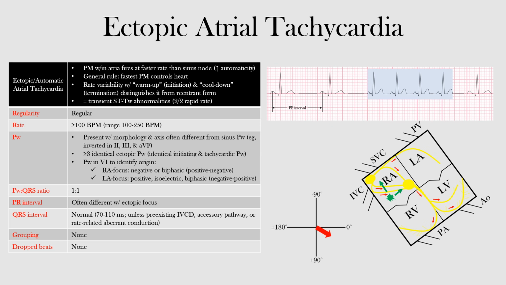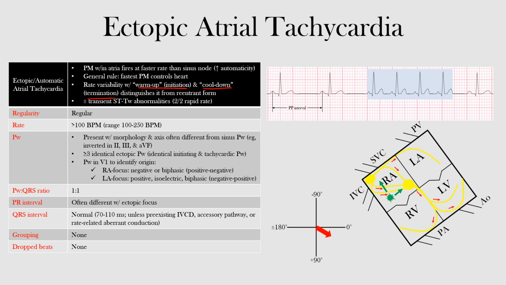Okay, so this is one thing that you cannot always see on a standard 12-lead EKG, but if you get the rhythm strip, one of the main things that differentiates this from a reentrant form is this rate variability with this warm-up initiation and the cool down termination period. Okay, so you can't always see that, but that's one thing that can distinguish it.